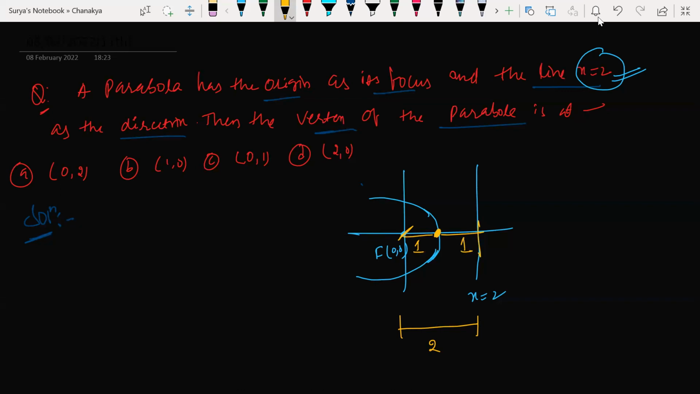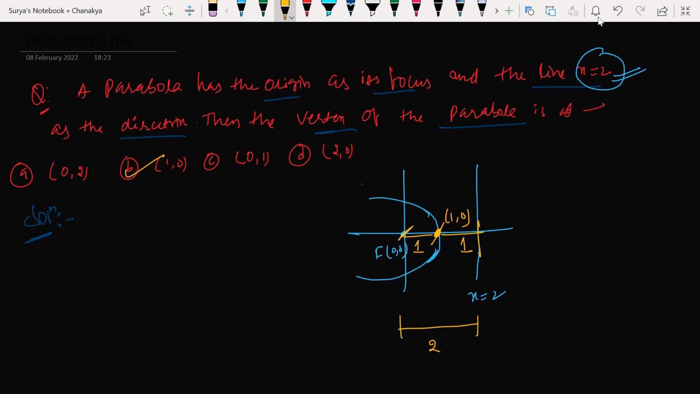So he's asking for what? He's asking for the vertex of the parabola. The vertex of the parabola is nothing but this 1 unit. So this vertex is going to be (1, 0). Option B is correct. Am I correct? How simple it is. Here, guys, we need not write any calculations or equations. Simply, you could say that by common sense.